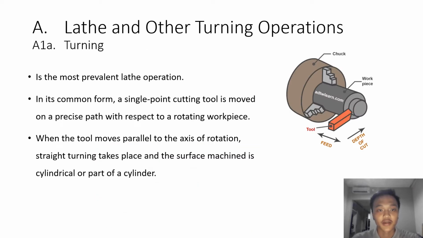The first one is turning. Turning is the most prevalent lathe operation. In its common form, a single point cutting tool is moved on a precise path with respect to a rotating workpiece. When the tool moves parallel to the axis of rotation, straight turning takes place and the surface machined is cylindrical or part of a cylinder. This is the turning operation, where this is the workpiece and this is the tool.